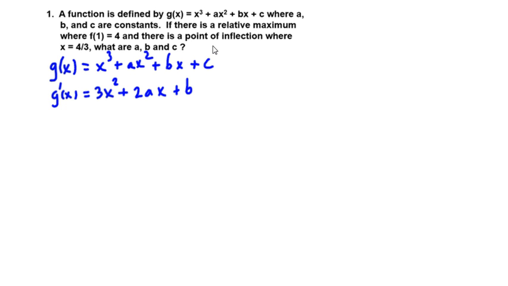And we know that there is a relative maximum where f of 1 equals 4. So in this equation, we could plug in 0, because at x equals 1 we have a relative maximum, and then 1 for x, but still we'd have a and b to solve for. So we still can't find a solution for any of our constants. So we take a second differentiation, which is g double prime of x is equal to 6x plus 2a.